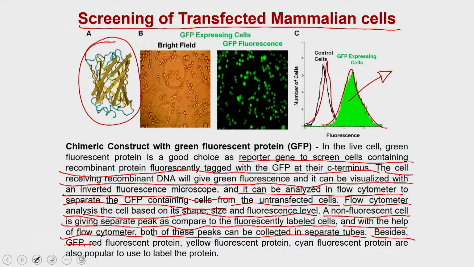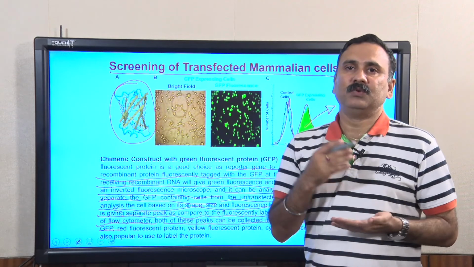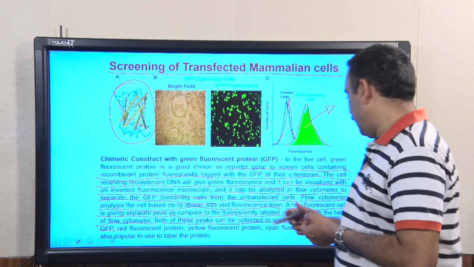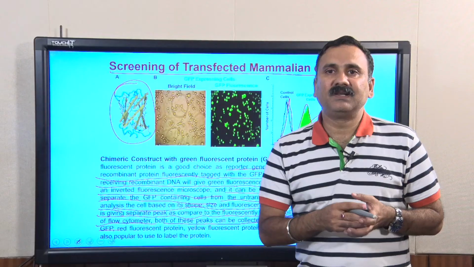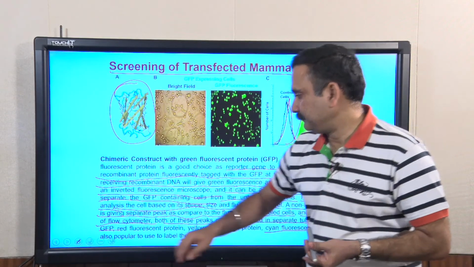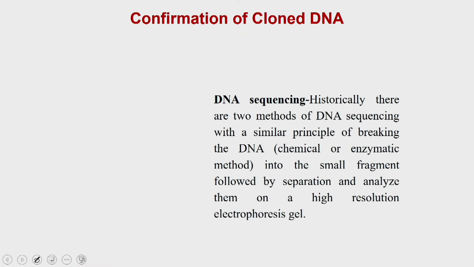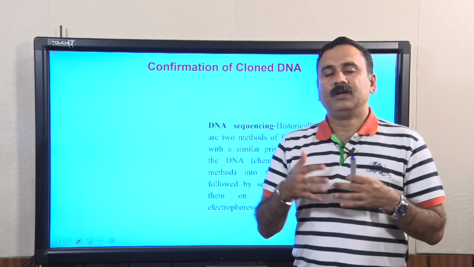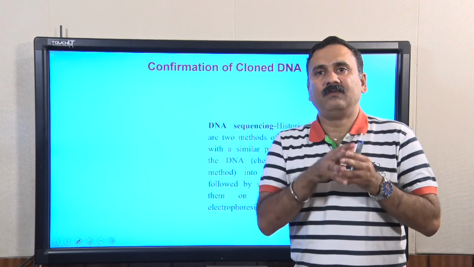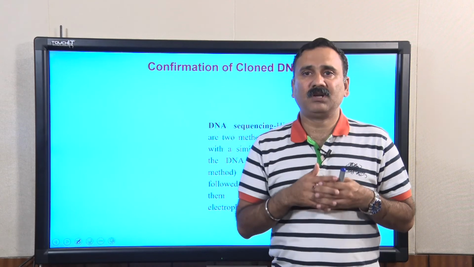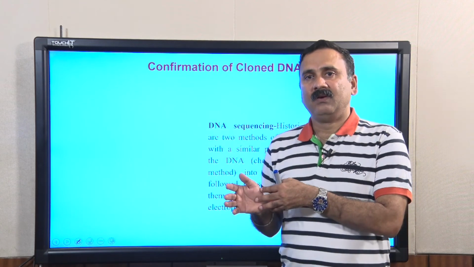Besides GFP, because GFP gives green fluorescence, you also have the option of red fluorescent proteins, you can use the yellow fluorescent protein, you can use the cyan fluorescent proteins and so on. And all these fluorescent proteins are very popular to label the protein and to separate the transfected cell from the non-transfected cell. So, this is all about the isolation or detection of the transfection into the cell, or screening of the clone based on some of the selection markers which are available on the vectors.